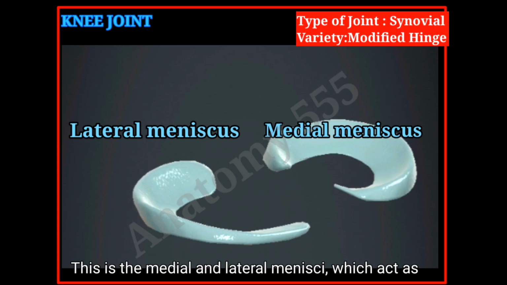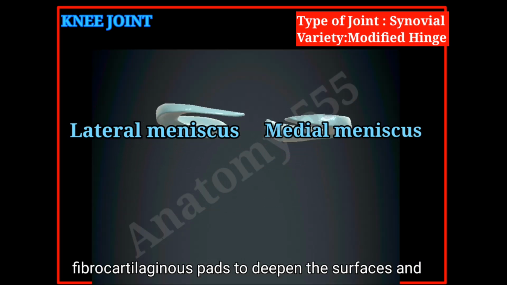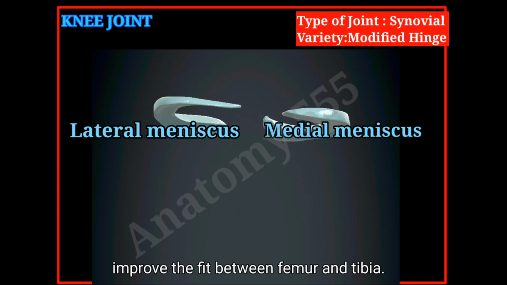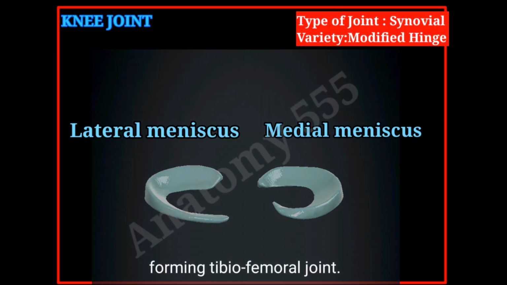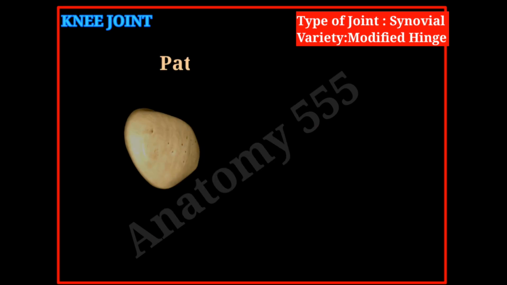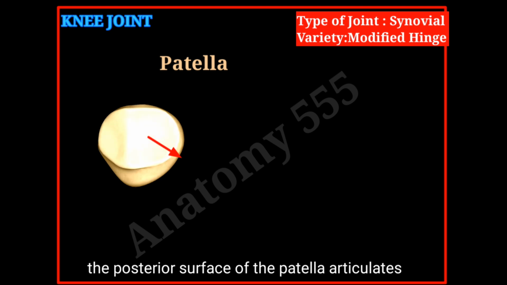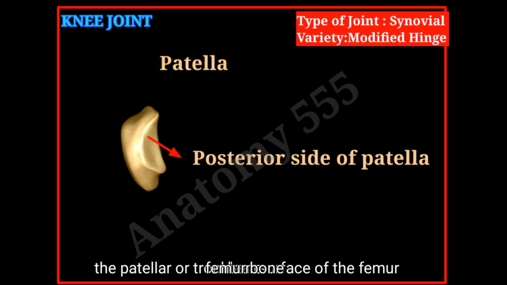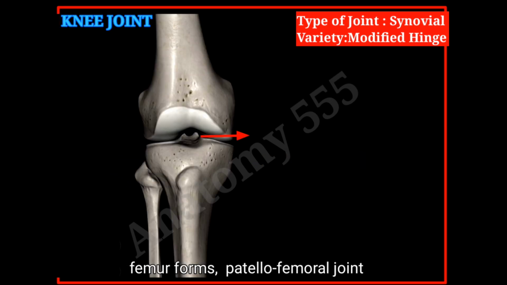These are the medial and lateral menisci, which act as fibrocartilaginous pads to deepen the surfaces and improve the fit between femur and tibia, forming the tibiofemoral joint. Patella. The posterior surface of the patella articulates with the patellar or trochlear surface of the femur bone, forming the patellofemoral joint.